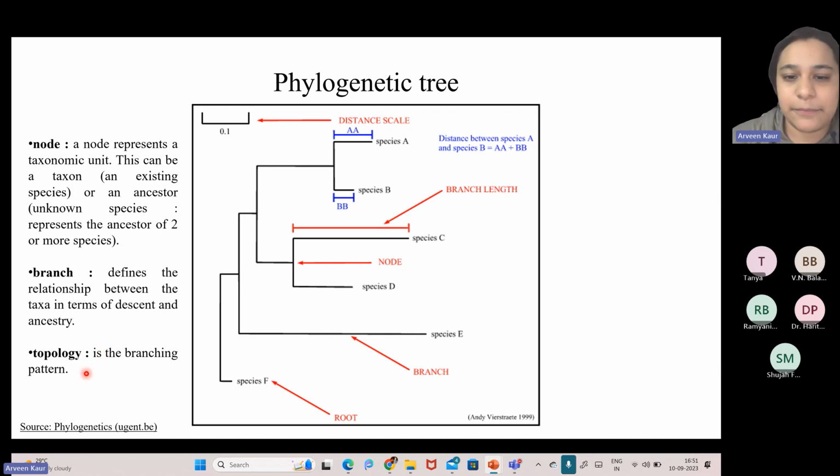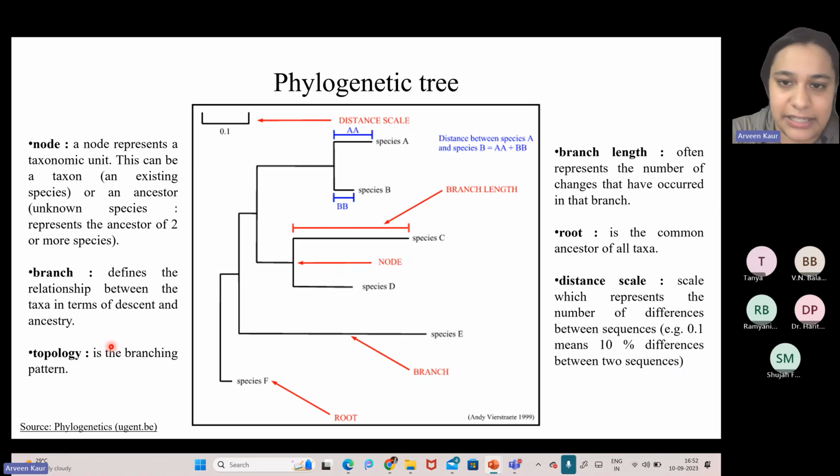Topology is basically the branching pattern. So over here we have this kind of a topology. Remember this term because we will be discussing different kinds of topologies of different phylogenetic trees in the upcoming slides. When we talk about branch length, for example this branch length, it often represents the number of changes that have occurred in that particular branch. When we talk about the root, it is the common ancestor of all the taxa.